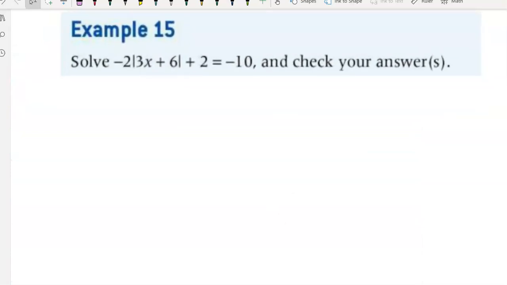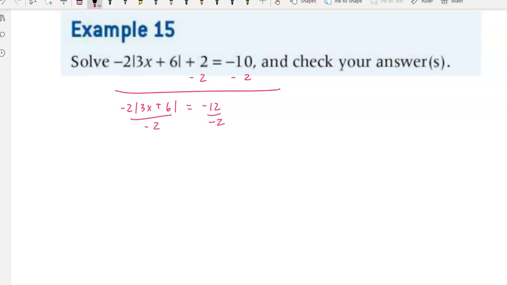Example 15. Now we get to solve them. Do you remember how to solve absolute value equations? Of course you do. First, you have to isolate the absolute value. So I'm going to subtract 2, and then I get negative 2 times the absolute value of 3x plus 6 equals negative 12. Divide both sides by negative 2. The absolute value of 3x plus 6 equals 6, right? Whoops.